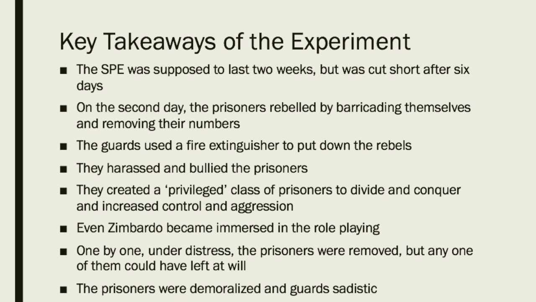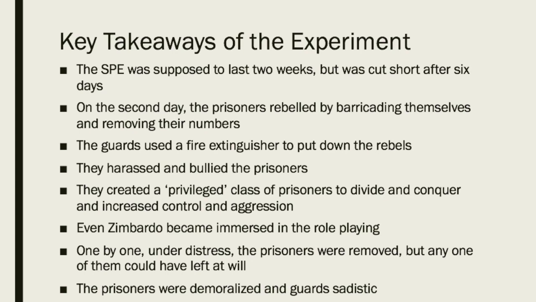The guards employed a classic divide and conquer strategy by creating a privileged class of prisoners. This increased their sense of control and augmented their aggression. All of the participants, including Zimbardo and his team, became immersed in the simulation. At one point, one of the families even called a lawyer to get their son out of this prison, even though none of it was real. But it became real in their minds.